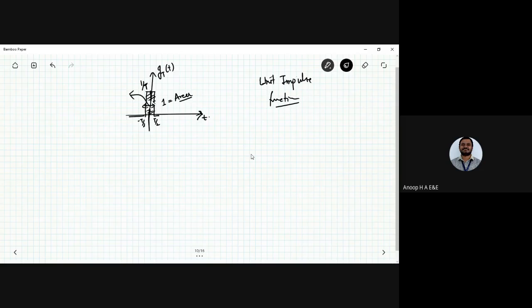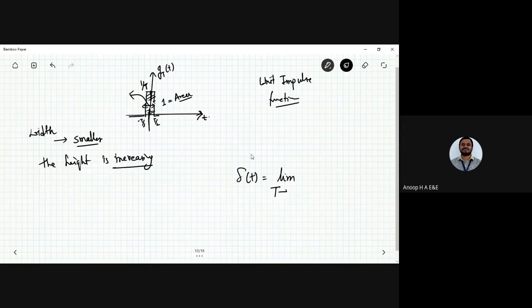is, as soon as the width is getting smaller, the height is increasing. The height is increasing. If you apply limits to the function, you'll get the unit impulse function, where you can define it as the limit where T tends to 0 of g_T of t. So this is the limit being applied.